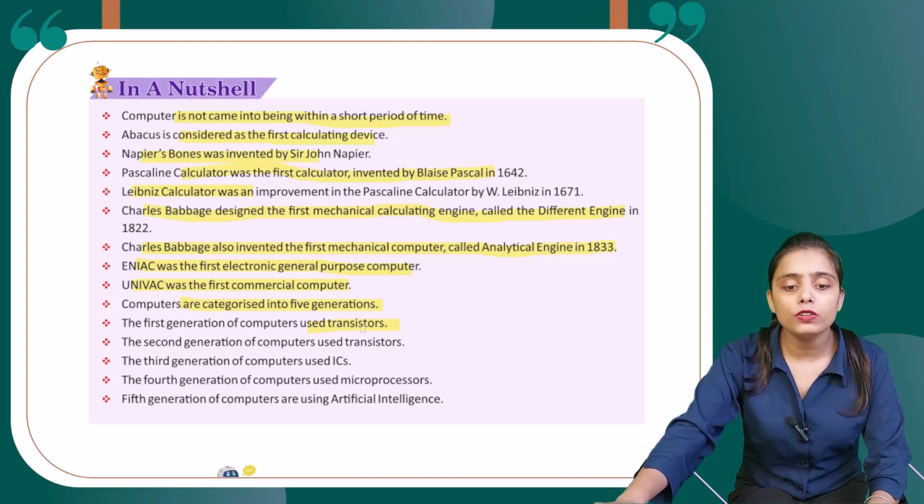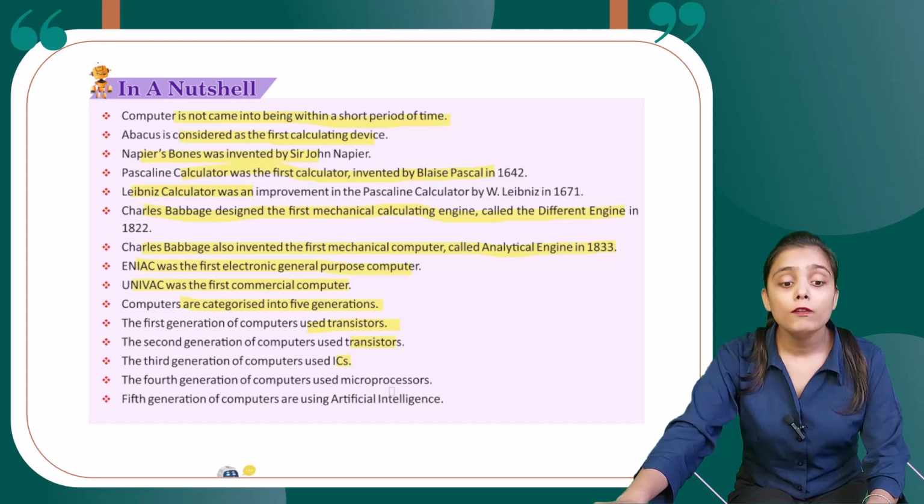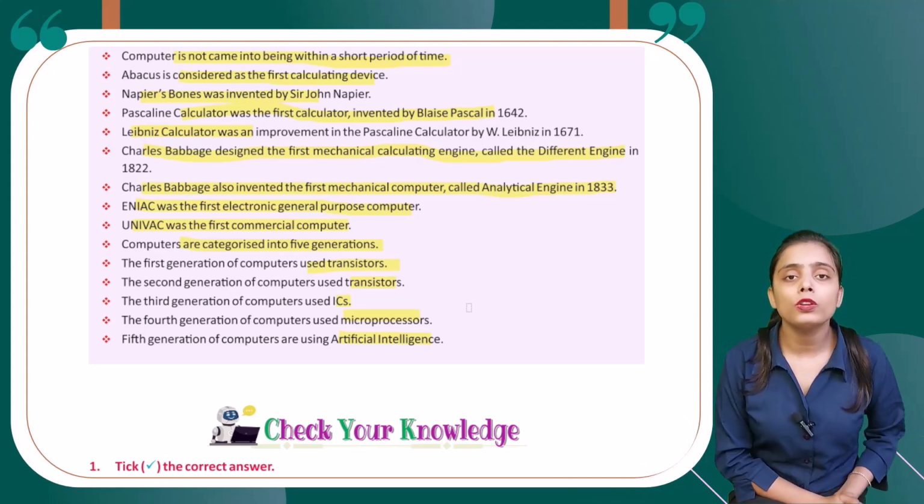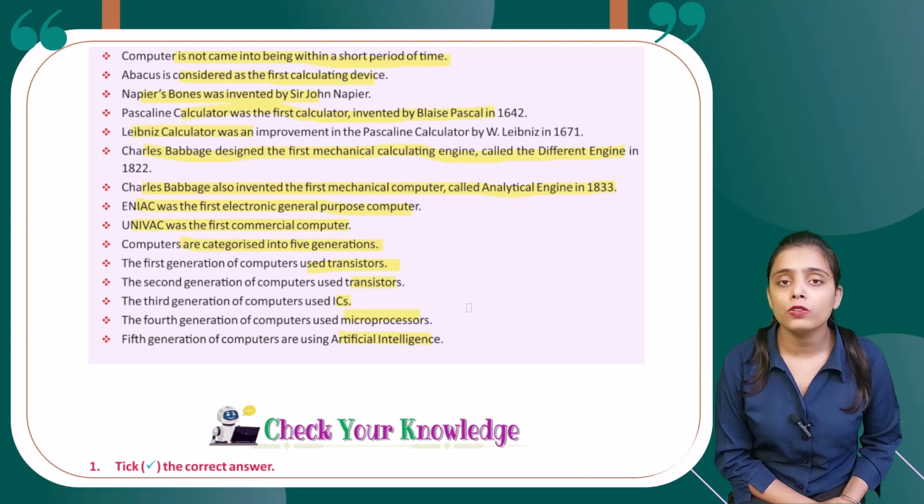The first generation computers used vacuum tubes. Okay, not transistors, vacuum tubes. The second generation computers used transistors and third generation of computer used integrated circuits. Fourth generation of computer used microprocessors, and fifth generation of computer are using AI, that is called artificial intelligence. So I hope students it is clear to all of you the evolution of computer and generation of computers.